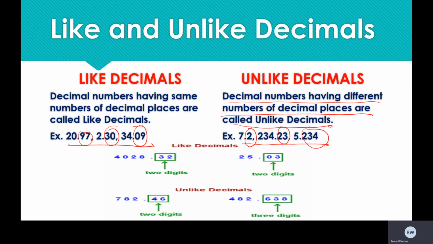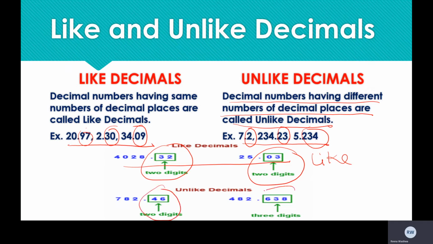One more example. It has 2 digits after the decimal. It has again 2 digits. So these 2 are like decimals. In the next example, it has 2 digits and it has 3 digits. So this is an example of unlike decimals.